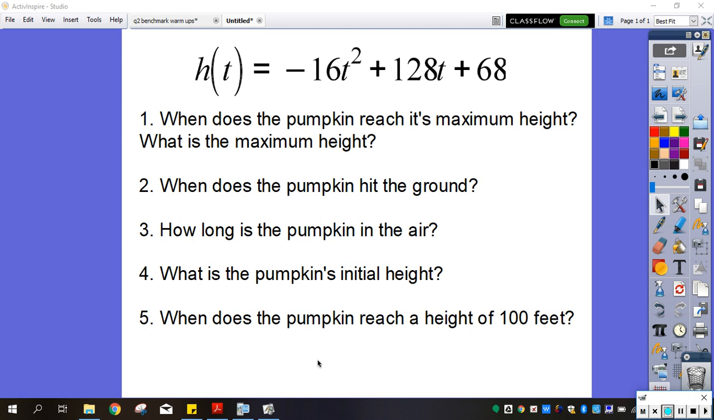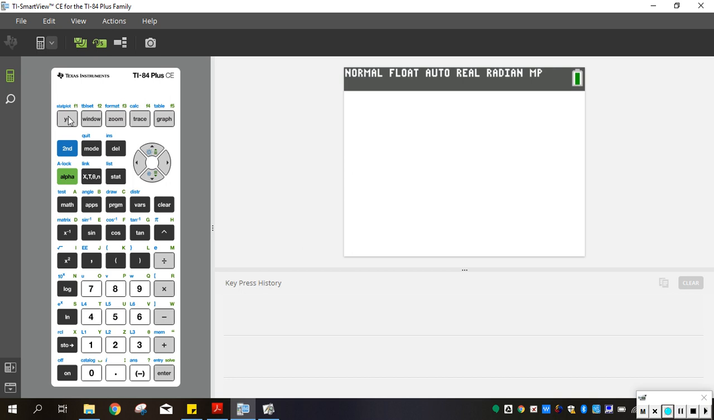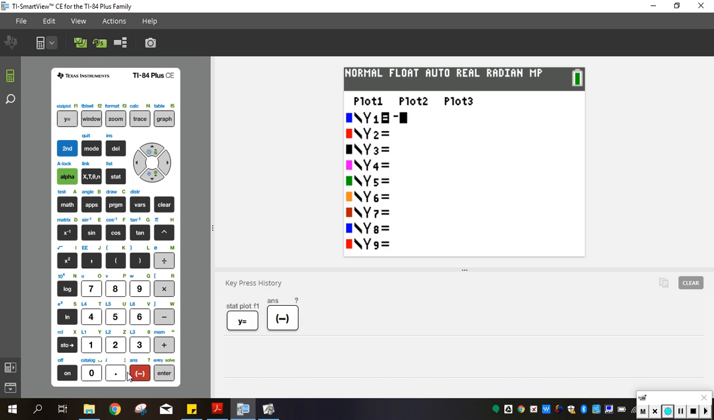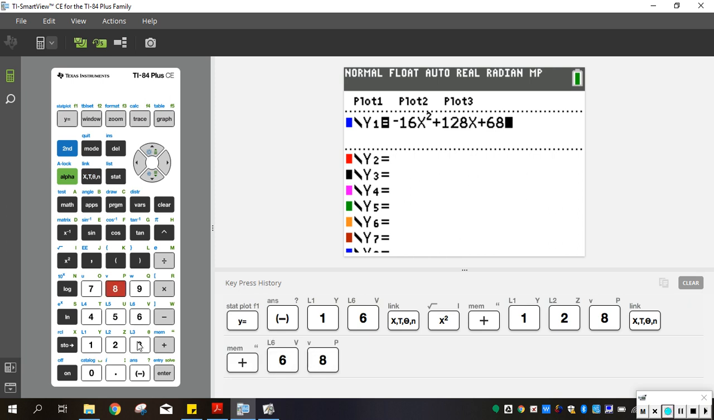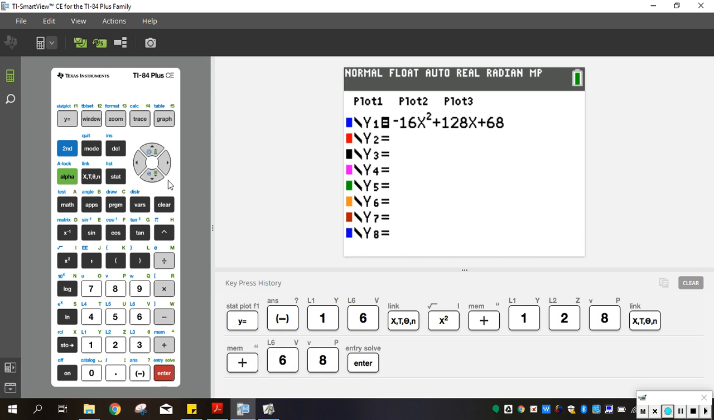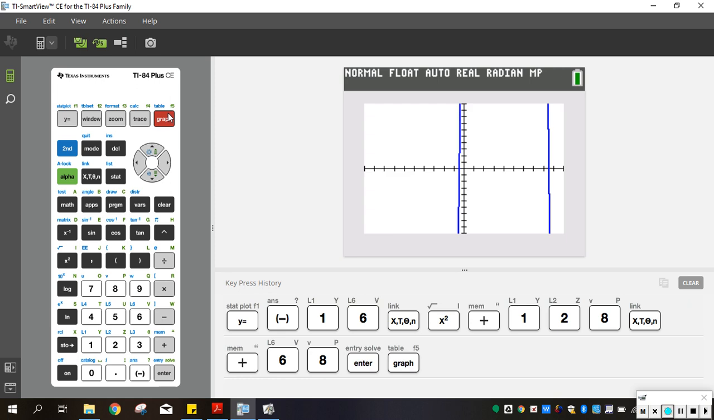But in order to do that, I need to first enter the equation into y equals. So if I go to y equals, I type my equation, negative 16 x squared plus 128 x plus 68. And if I press graph, more than likely I won't see my entire parabola. I need to adjust my viewing window.